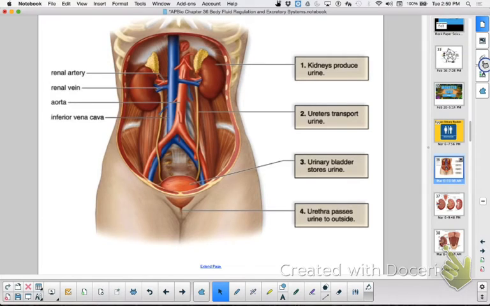So all we have to do is do the human one now. Just the human. So you know kidneys, and kidneys drain into? Ureters. Ureters drain into the? Bladder. And the bladder is for? Storage. And then out the? Urethra.